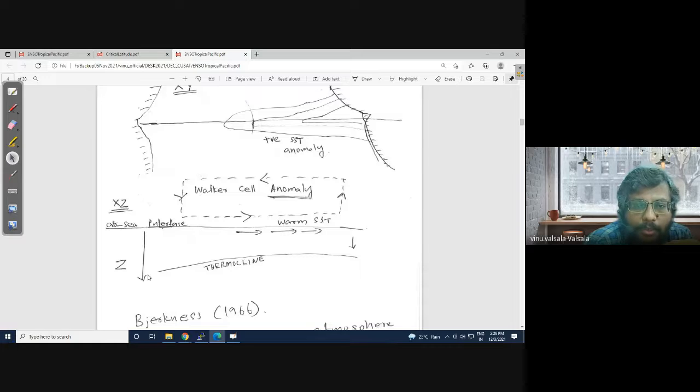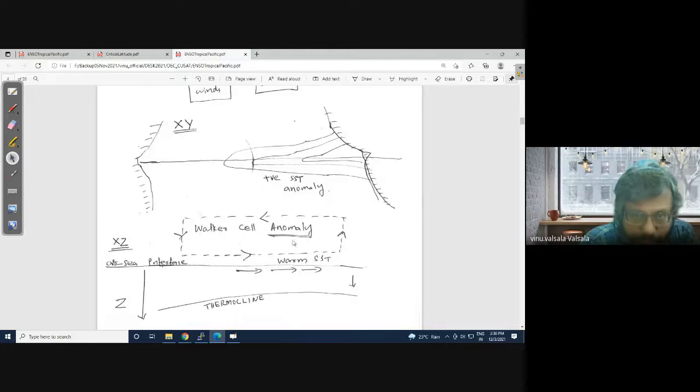And if you look at the thermocline below the ocean surface, usually the thermocline in the Pacific Ocean is deep in the west and shallow in the east. And during the El Nino time, this thermocline gets relatively flatter, more and more flatter. The eastern thermocline gets deeper and deeper. So these are the typical El Nino characteristics of the tropical Pacific.